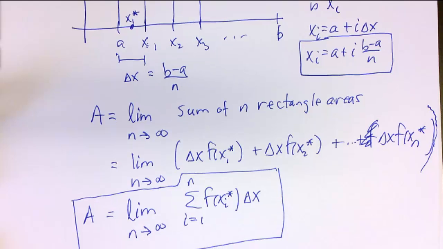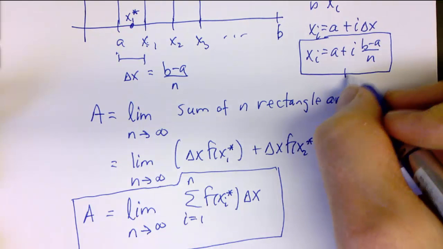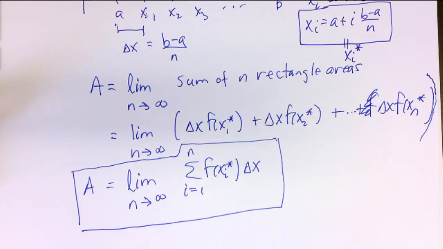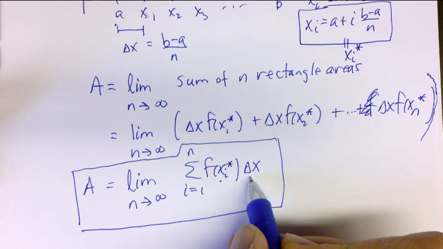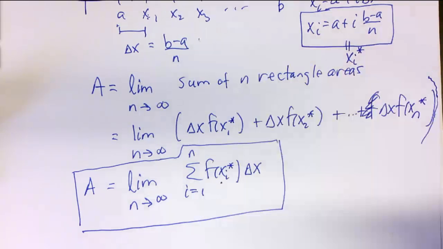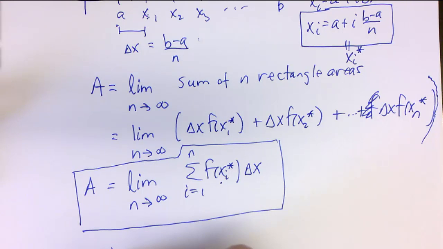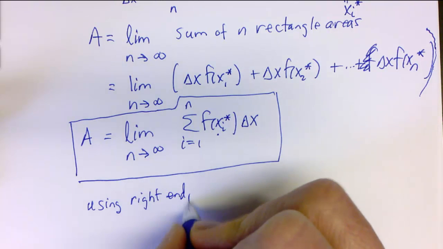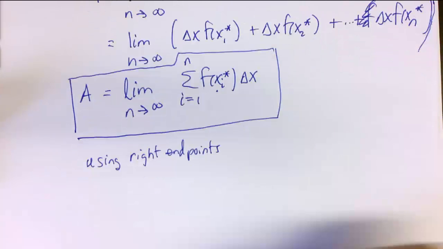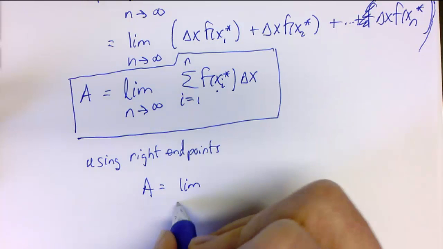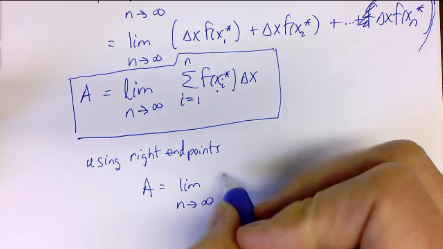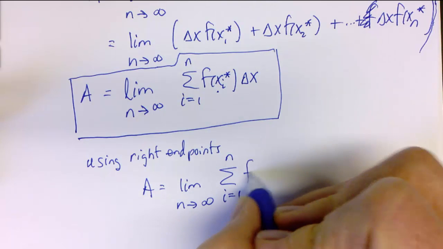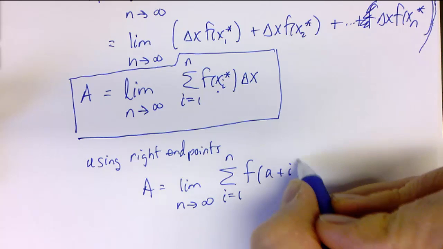And I'm going to use those right endpoints as my sample points to make a simplified version of our formula here. So we're going to put that in here for our sample point. Delta x, we're going to use our formula right here. So using right endpoints, it's not the only way to do it, but it works. We get the area is equal to the limit as n goes to infinity of the sum of f of a plus i times (b minus a) over n.